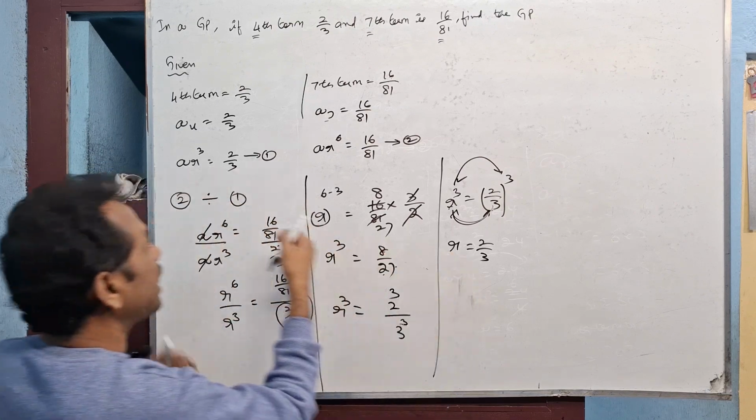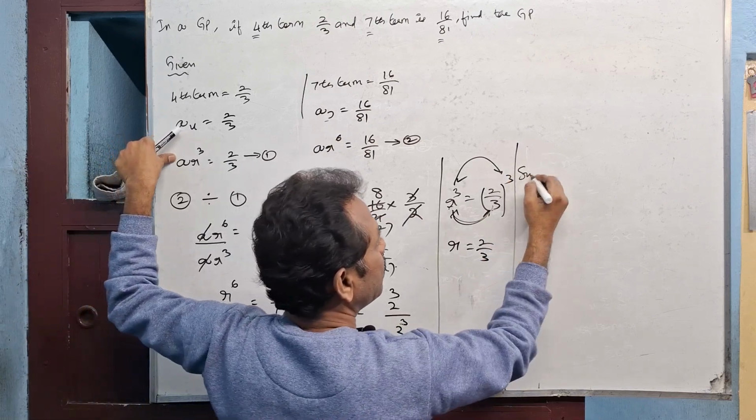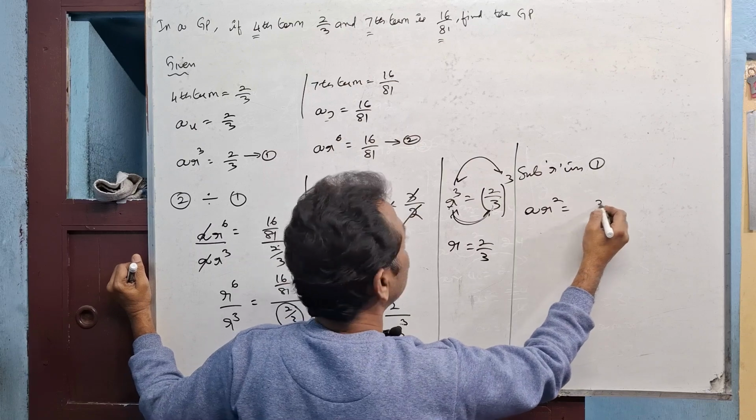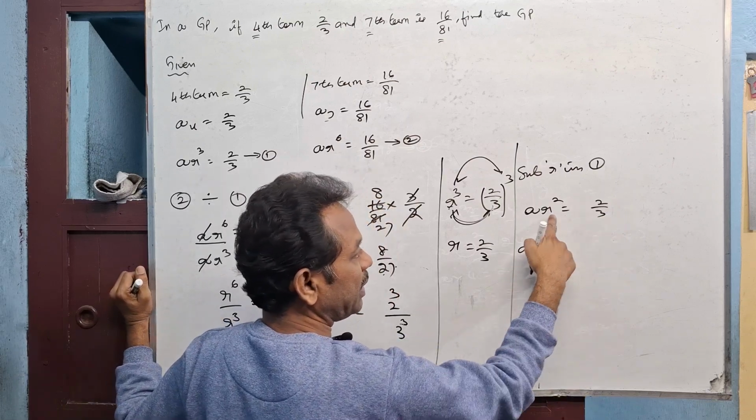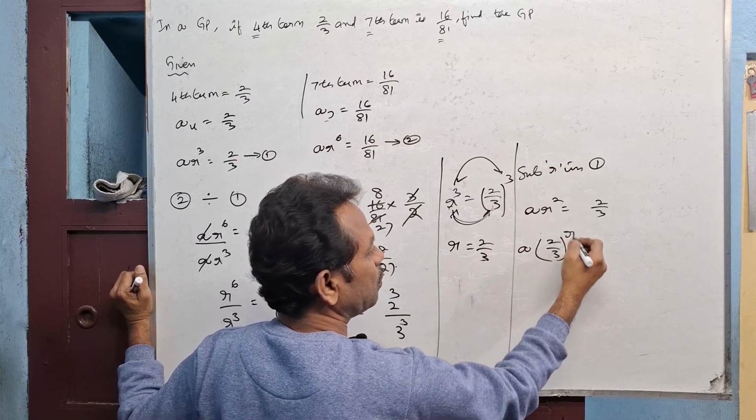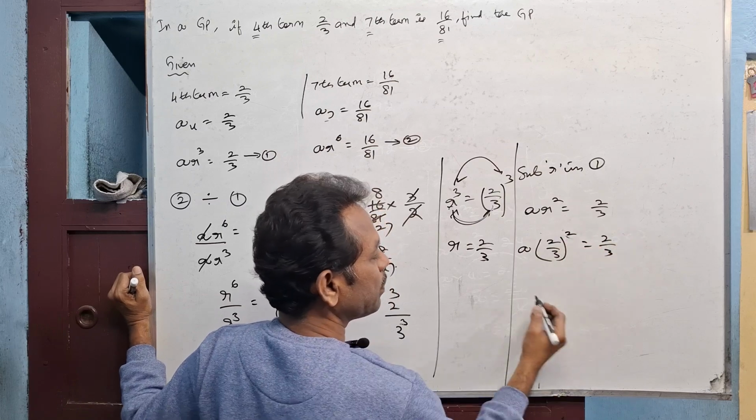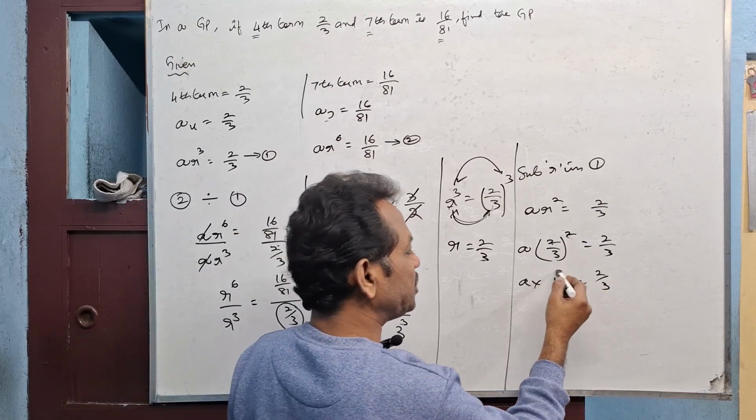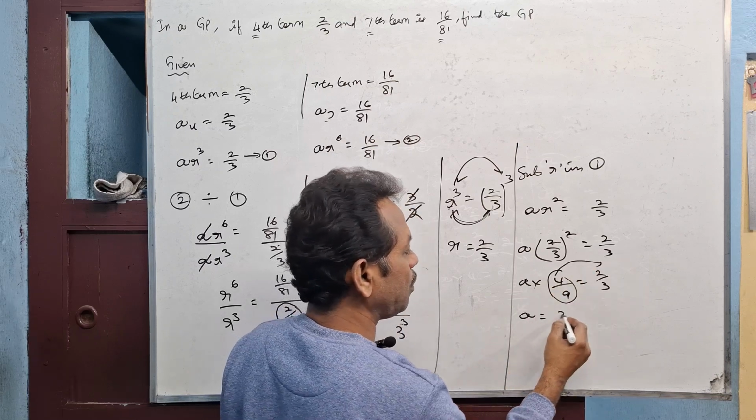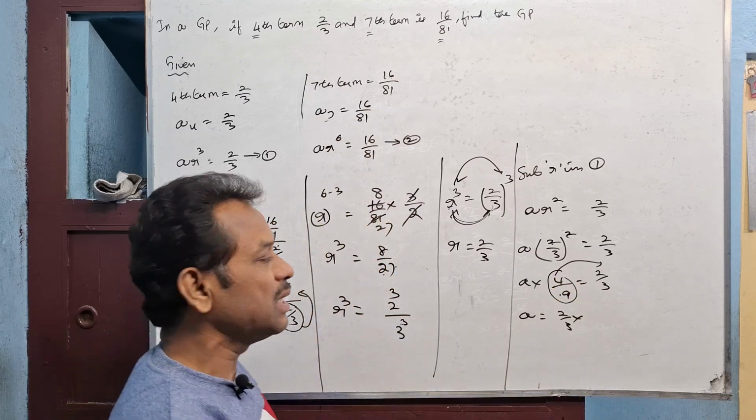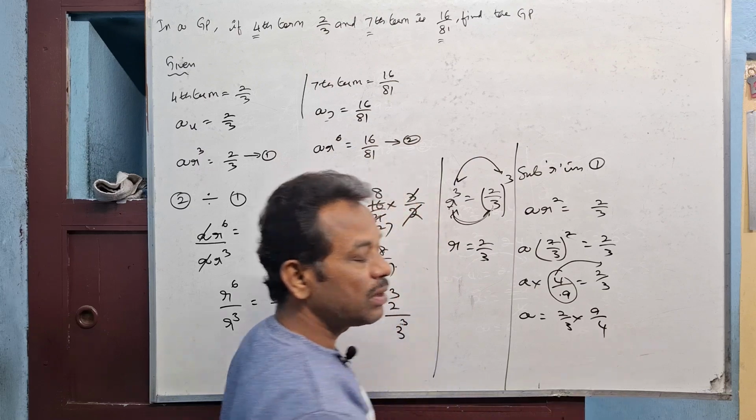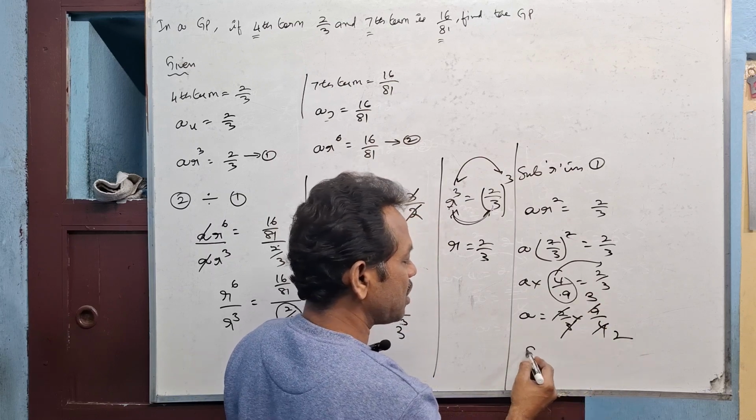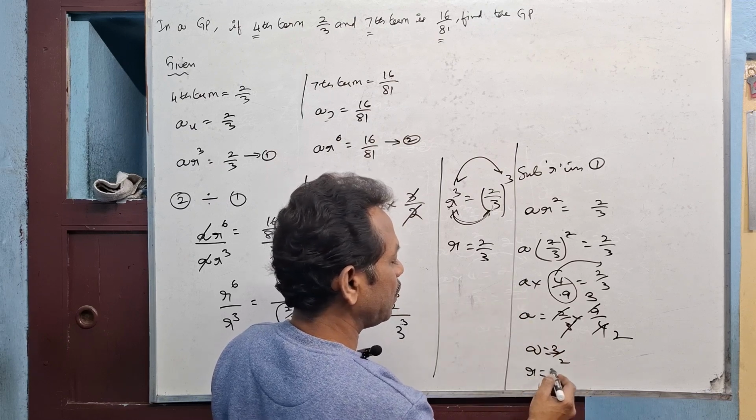Let me take the R value and substitute it in equation 1. Our equation 1 is AR to the power of 2 equal to 2 by 3. So A as it is, into R to the power of 2, where R is 2 by 3, equal to 2 by 3. So A into 2 square is 4, by 3 square is 9, equal to 2 by 3. Now let us shift 4 by 9 to that side. So A equals 2 by 3 into the reciprocal, 9 by 4. When a fraction is shifted from LHS to RHS, you have to write the reciprocal. So 2 ones are 2, 2 2s are 4, 3 3s are 9. The value of A is 3 by 2 and the value of R is 2 by 3.